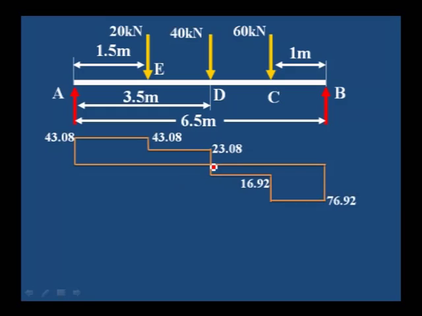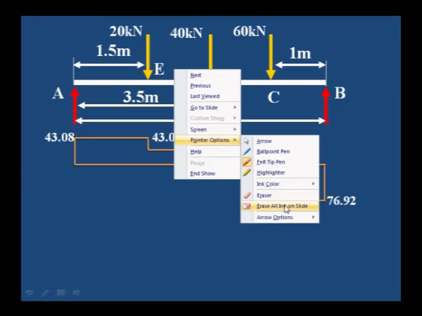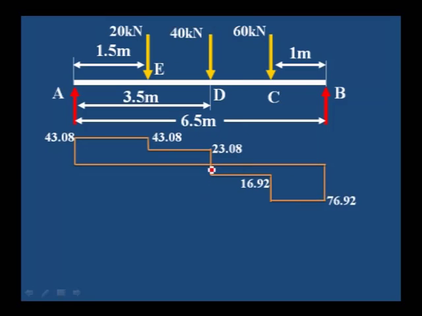And one more important point here: where the shear force changes its sign, that is the place where we will get the maximum bending moment. Bending moment will be maximum at D. Let us see whether we will get the maximum bending moment at D or E or C.